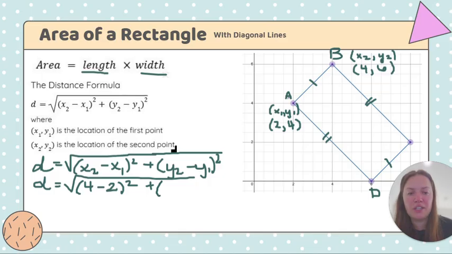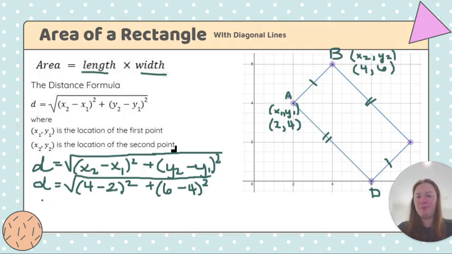And then we are going to take y2, which is equal to 6, and subtract it from y1, which is equal to 4. And we still have the squared and the plus sign. We haven't done anything with that. PEMDAS, order of operations, please excuse my dear Aunt Sally, tells us what order we solve for equations like this.